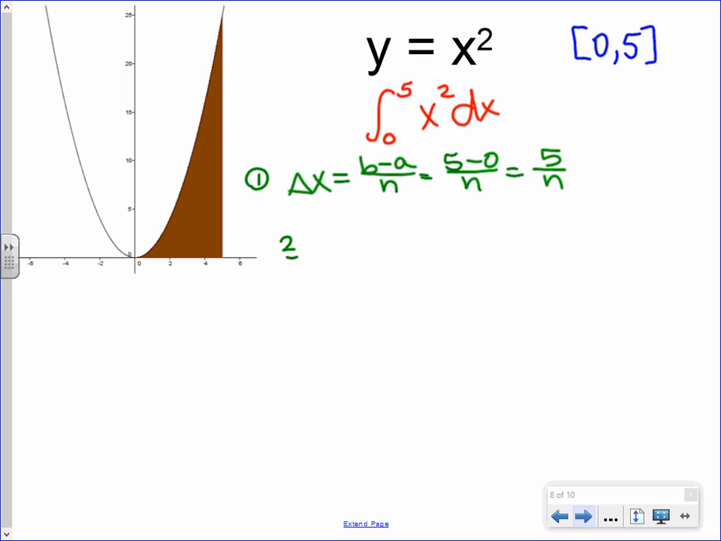Our second job will be to figure out what that x of k is. We're using the right-hand rule. I told you that x of k needed to be your a value plus delta x times k. So our delta x is 5 over n times k.